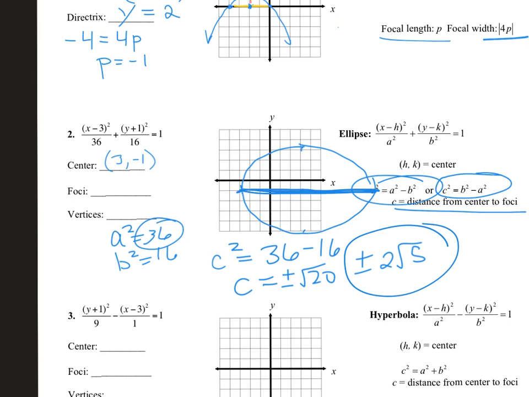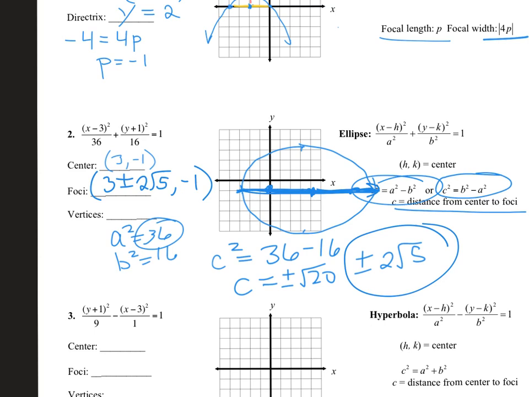So we need to add or subtract 2 rad 5 to the center, but to our x value, to get out to the foci, which are going to be on the inside of the ellipse. So 3 plus or minus 2 rad 5, -1. You can leave it just like that.